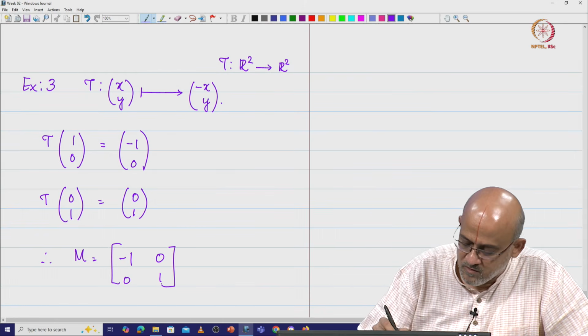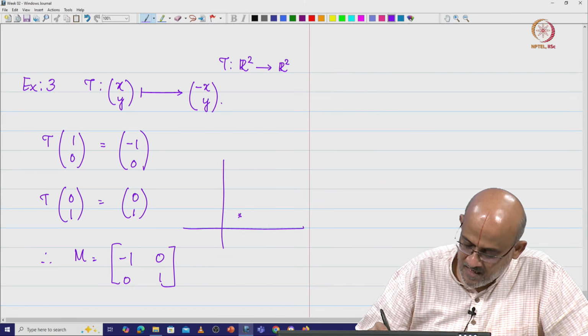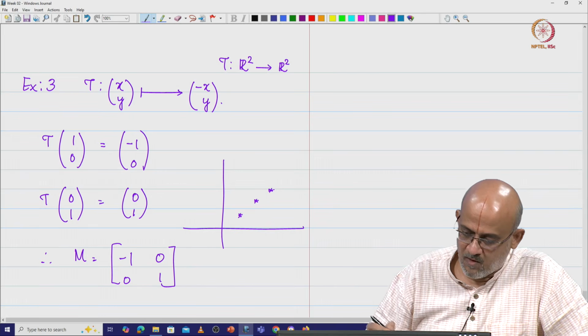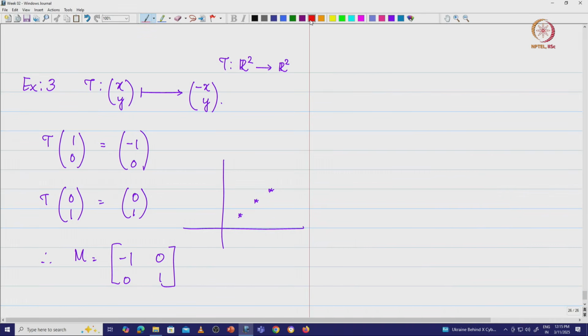Now, what does this do? This simply means, look, I have some vectors here, here, here and so on. What it does is the y component, the y value, remains the same. So, it basically moves this point here with the y value remaining the same, this guy goes here, y value remains the same, this guy goes here, y value remains the same.